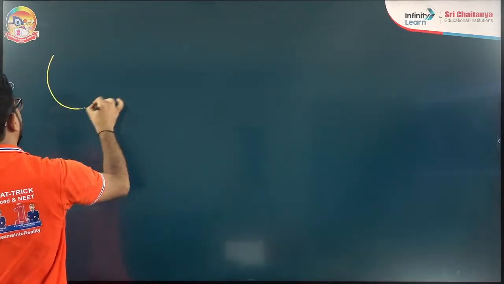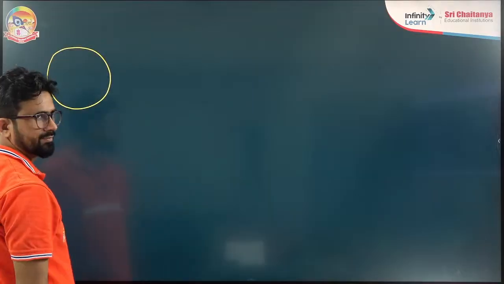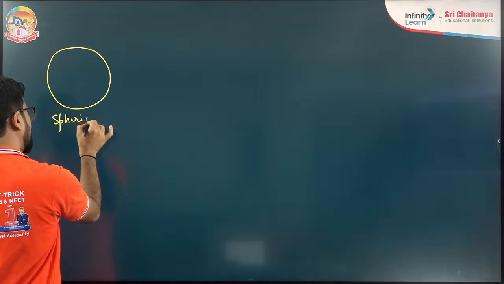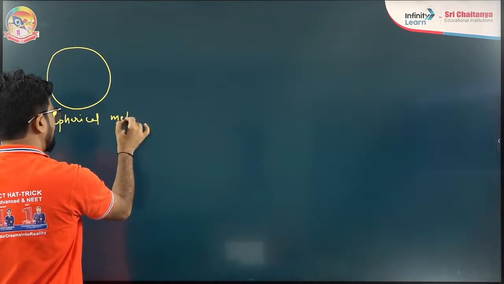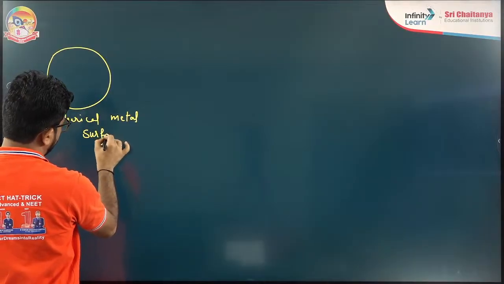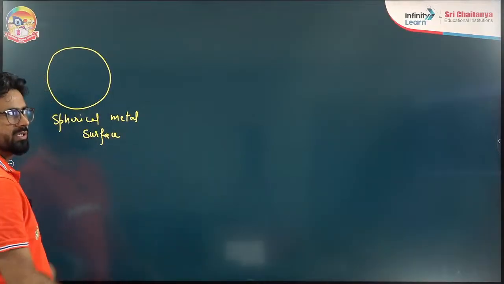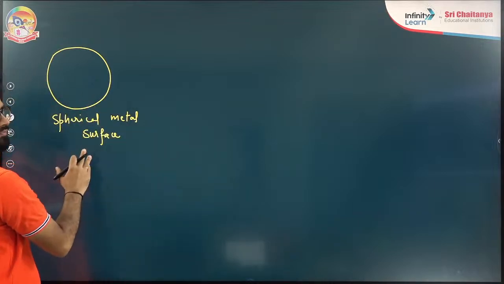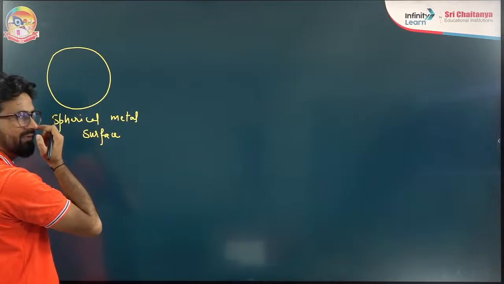Suppose this is one conductor. I am taking a very simple surface, a spherical metal surface. Try to understand it. It is made up of metal, and what is happening here? It is a metal, which means a large number of free electrons.